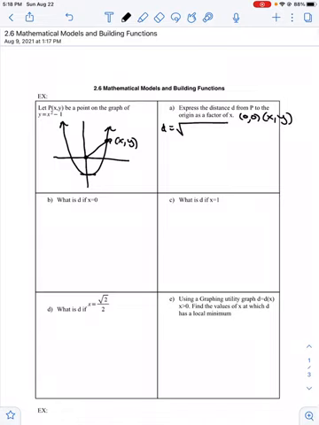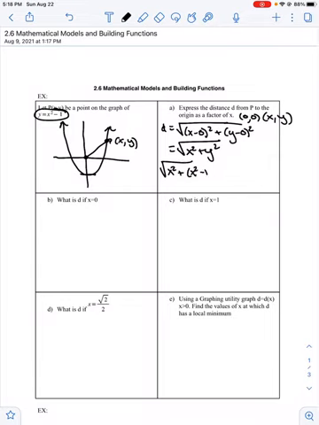So the square root of (x minus 0) squared plus (y minus 0) squared, which equals the square root of x squared plus y squared. We are going to substitute from our equation y equals x squared minus 1 into this equation. So the square root of x squared plus (x squared minus 1) squared.